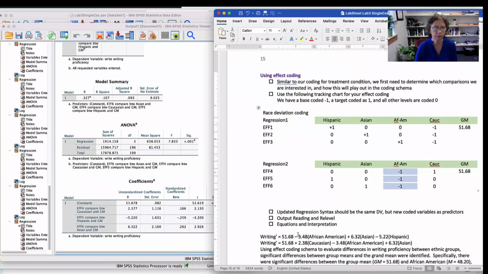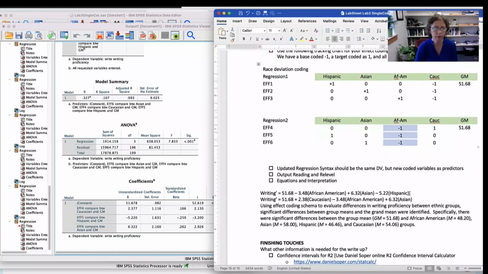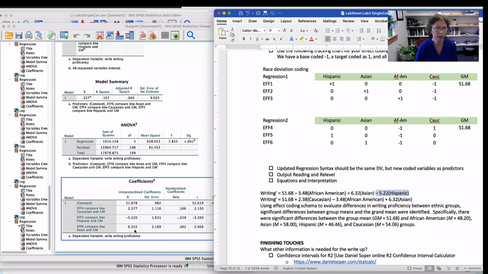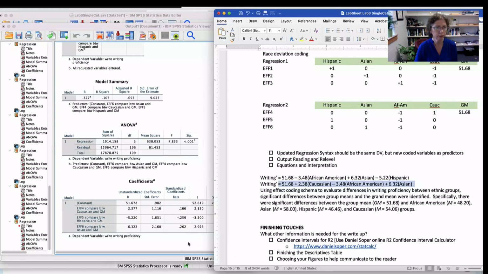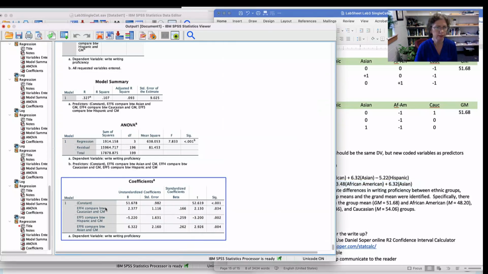Like when we look at before, Hispanic and grand mean still the same as before. And between Asian and grand mean is still the same as before. So all we were getting really was our number for Caucasian. Is the difference between Caucasian and grand mean significant? Yes, it is. So all groups were different than the average among the groups.